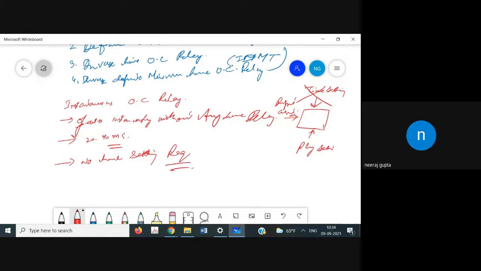And this kind of relay can be realized with various construction philosophies, that is, attracted armature type, induction disc type, or induction cup type, which we can discuss.